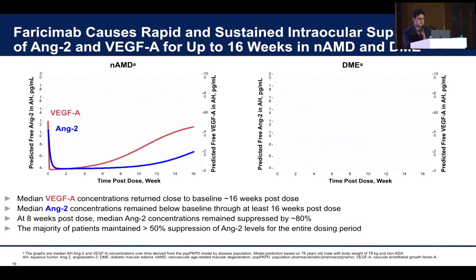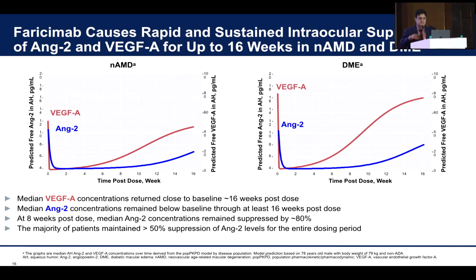So faricimab causes rapid and sustained intraocular suppression of Ang2 and VEGF-A up to 16 weeks in the phase 3 trials in both neovascular AMD as well as DME patients. You can see that first there is a rapid fall in the Ang2 and the VEGF levels, which gradually increase, and it reaches the previous level at around 16 weeks. So the action is much slower and sustained, and hence it needs a loading dose followed by a treat and extend protocol.